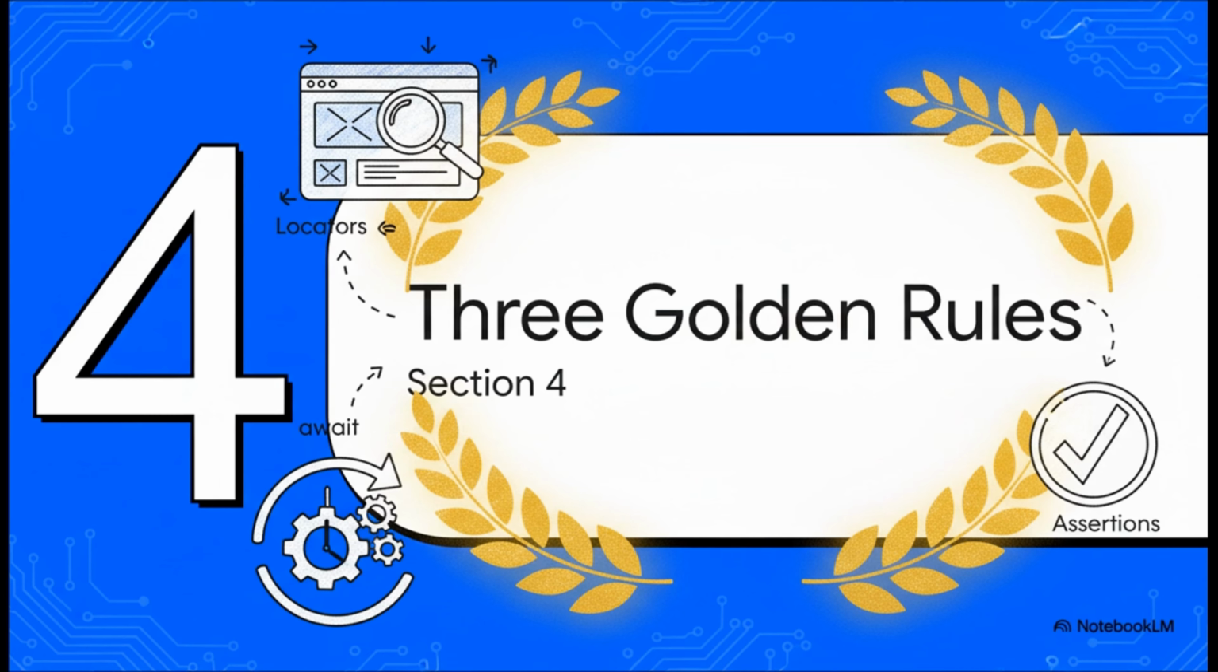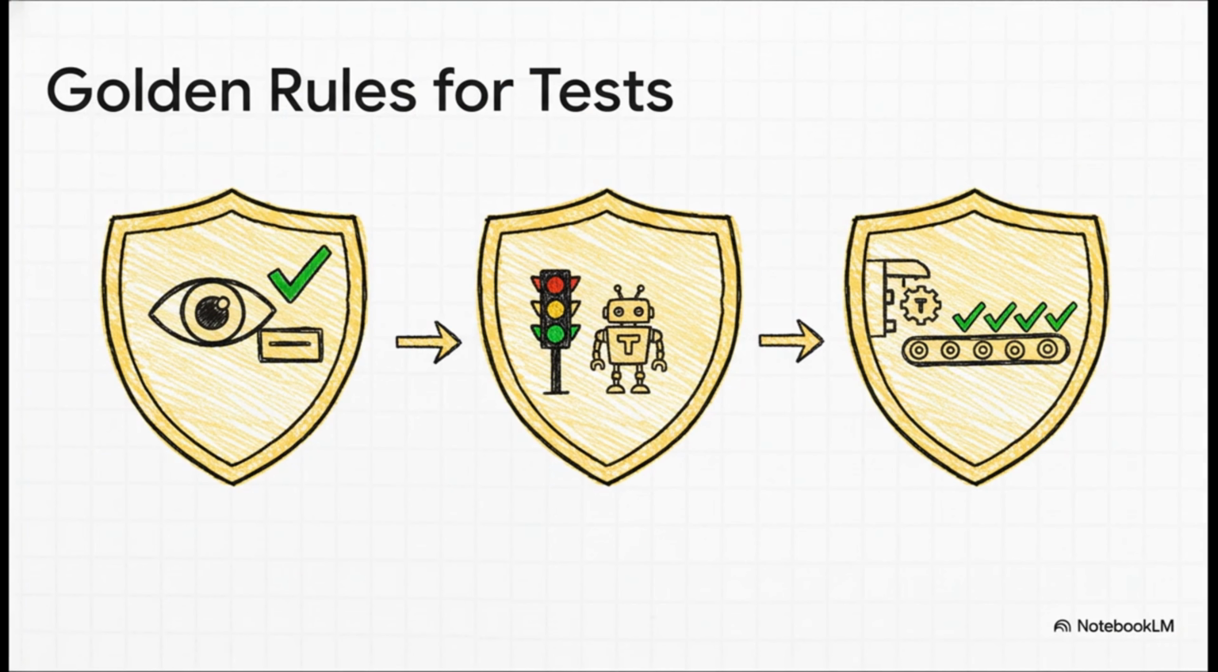So let's wrap it all up. Let's distill everything we've talked about into 3 golden rules that will guide you as you start writing your first tests. Okay, rule number 1, trust what the user sees. Always try to find elements using the text and labels that are visible on the screen. It makes your test so much more stable.